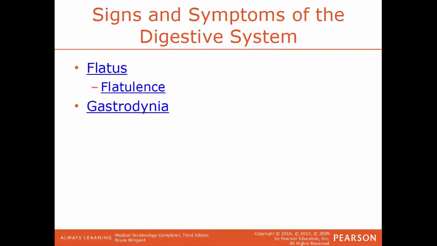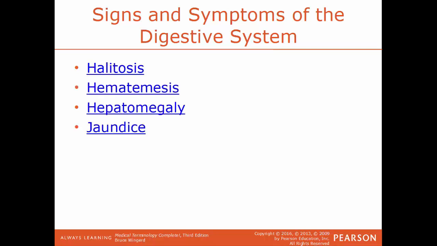Our next term, flatus. This is the buildup of gas within the stomach or the intestines, which is expelled through the rectum, also known as flatulence, the accumulation of gas within the alimentary canal. Last term here, gastrodynia. This is having pain in the stomach or a stomach ache, basically. Halitosis, same thing as having bad breath.